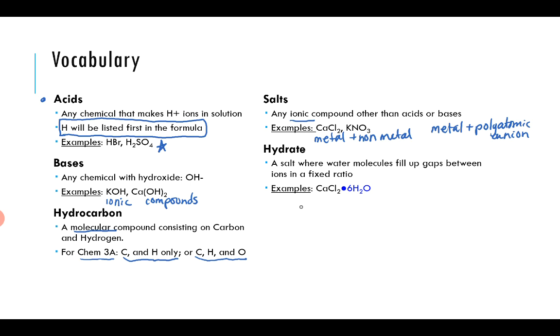Hydrates are salts, meaning ionic compounds, where there are water molecules that fill up the gaps between the ions in a fixed ratio. So I'm going to write "like wet sponges." We can dry hydrates by evaporating off the water, and then we can put the water molecules back on by re-wetting it. Just like a sponge can be dried and re-wet.